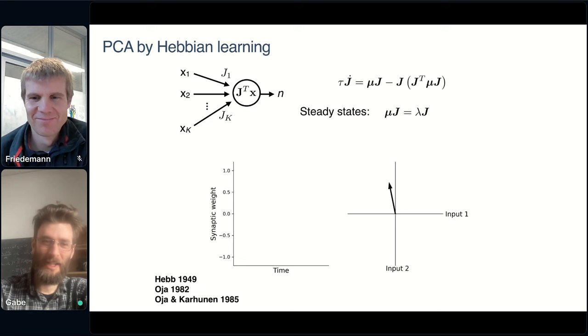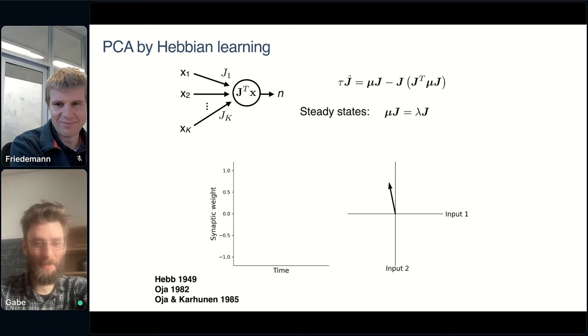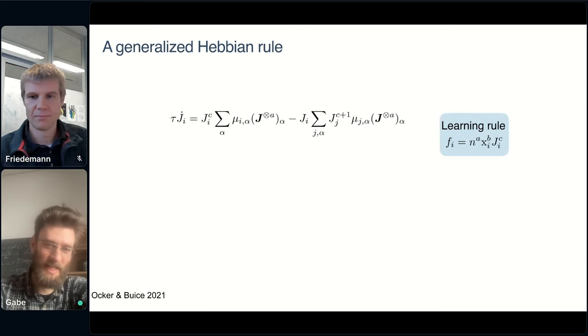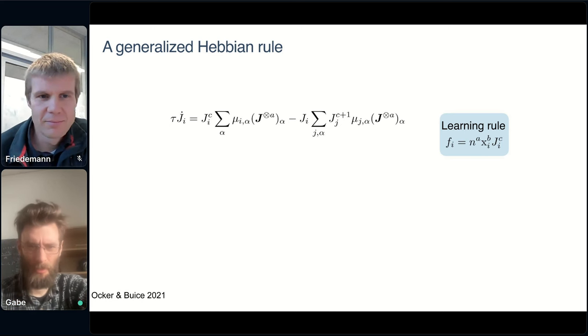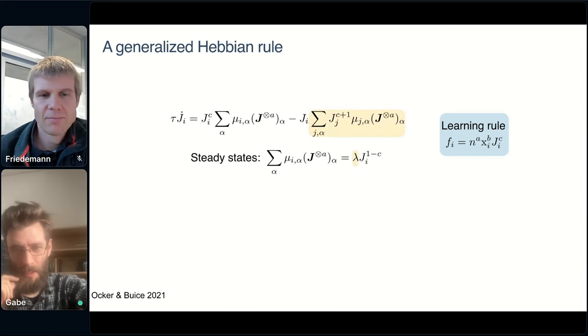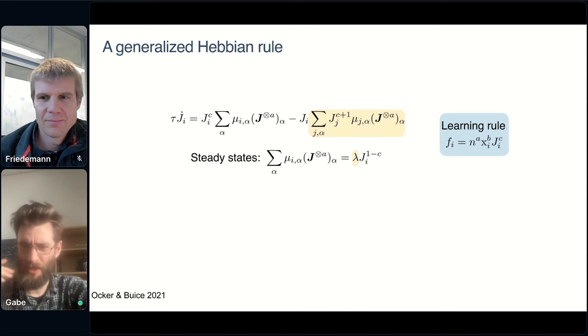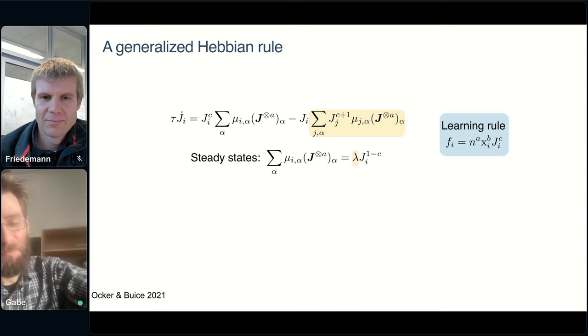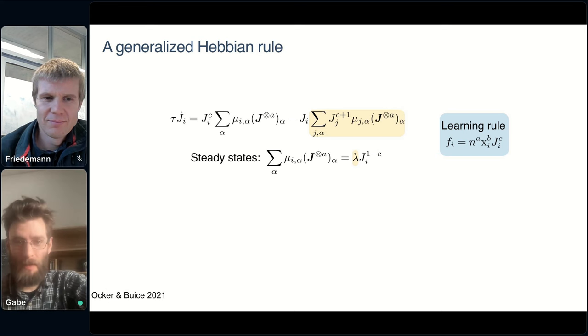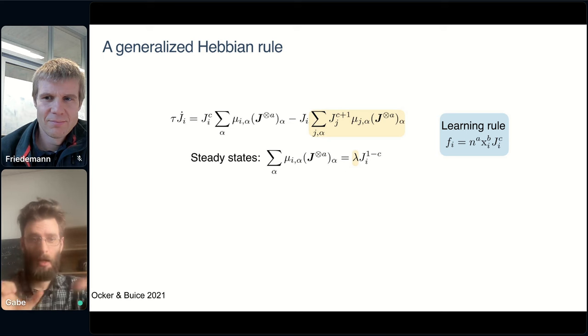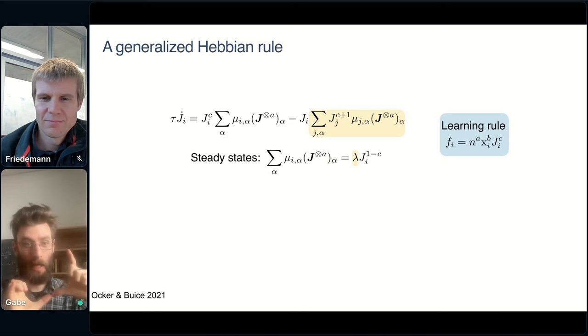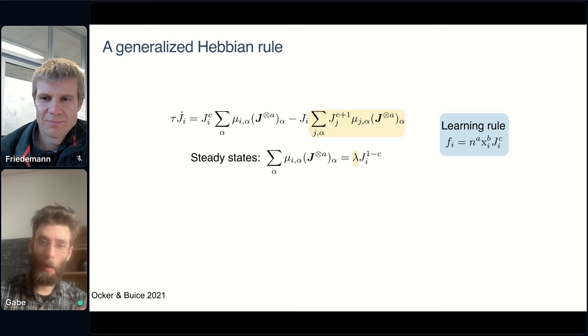So Hebbian learning lets a neuron learn principal components of the input. So what about this kind of nonlinear Hebbian learning? Well, we can still write down a steady state equation for this generalized Hebbian learning rule, and it has a similar flavor to the matrix eigenvalue eigenvector equations. The synaptic weight vectors are invariant under the action of the multilinear map defined by that higher order correlation tensor, up to some scaling by a factor lambda, and some element-wise exponentiation by a factor of 1 minus c.